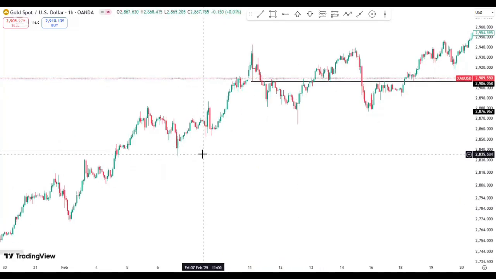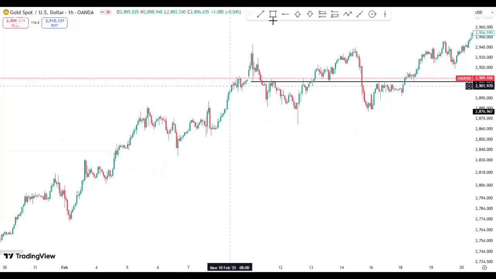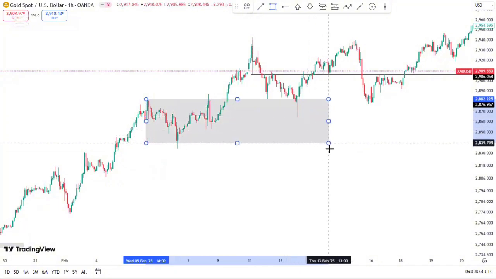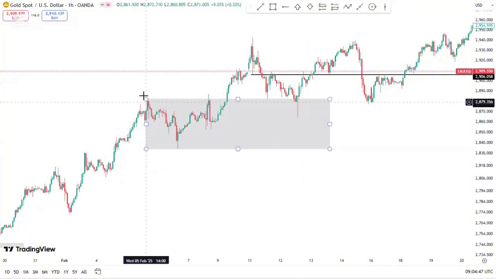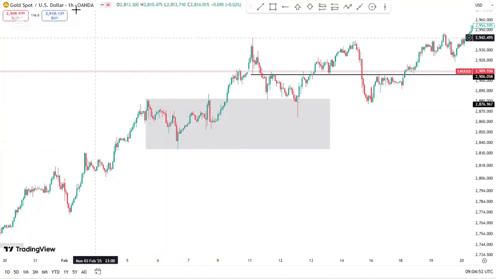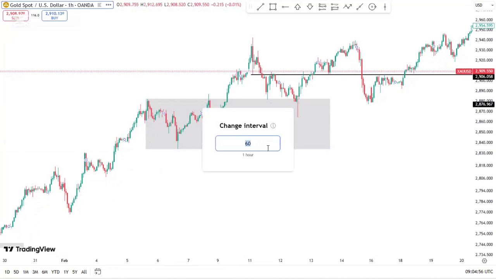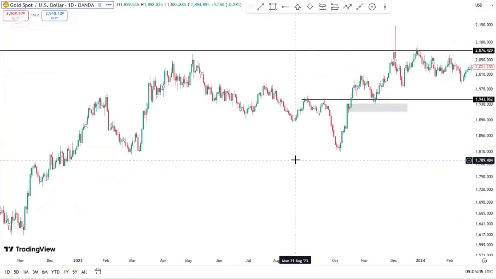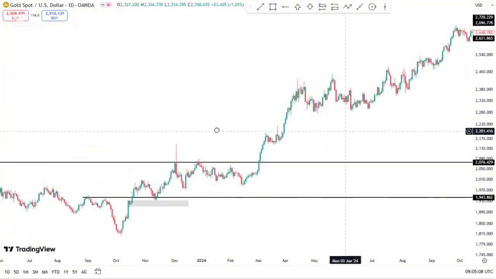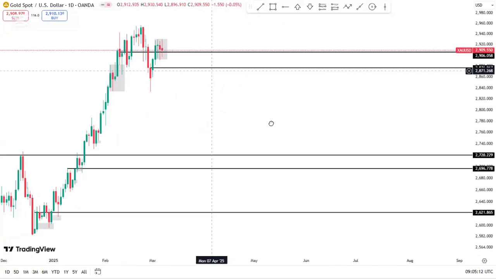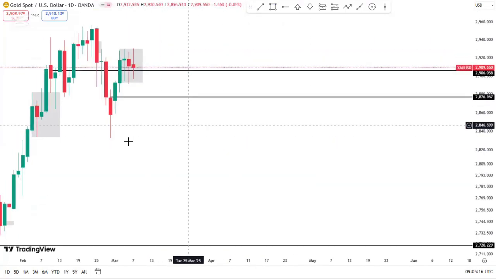Let me make an example of why I prefer to use higher time frame. Here we have a continuation pattern. It's easy to spot one, guys. On daily time frame, there's a continuation pattern here. Now, let's move to daily time frame, and then we're gonna come back here. This is the continuation pattern.